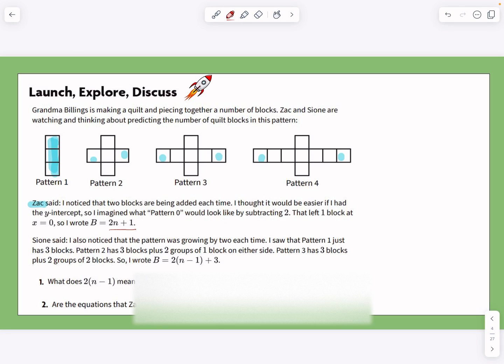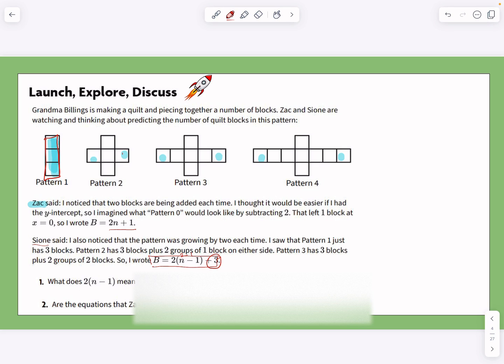So Sion then said, oh, I also noticed the pattern was growing by two each time. I saw pattern one just has three blocks, and pattern two has three blocks plus two, and one block on each side. Pattern three has three blocks and two blocks. So she wrote b equals 2 times n plus 1, which is kind of what I was saying initially. She's saying you start with 3 right there, and then you are adding 2 each time, but it's 2 times whatever group you're in minus 1. So this is pattern number 2. So 2 minus 1, for example, is 1. So you end up with just 2. So she's looking at a different way of doing it.